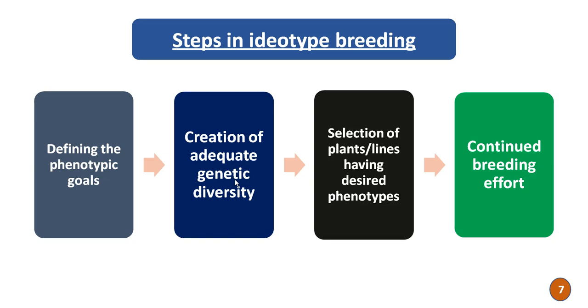To justify the breeding effort, the trait to be modified must possess sufficiently great diversity. As we all know, without genetic diversity, we cannot create or select a better one. So the second step is creation of adequate genetic diversity. The genotypes to be used as parents in hybridization must have a broad genetic base and wider adaptability. The parents should belong to the elite gene pool.